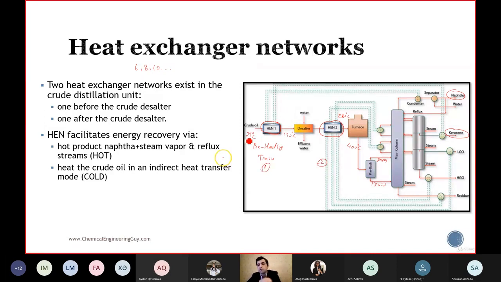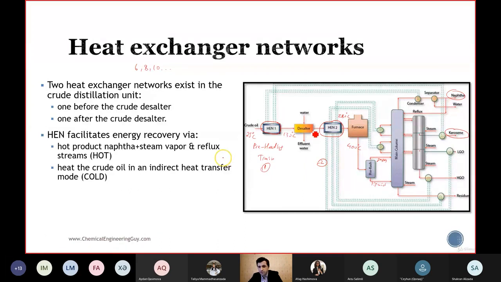We also cool down the lighter products. Later we will see that after this, naphtha and kerosene are sent to air coolers and water coolers to cool them to the desired temperature. We use the heavier products because heavier products have higher specific gravity and they have higher heat. We use the heavier products to preheat crude to the furnace inlet temperature.